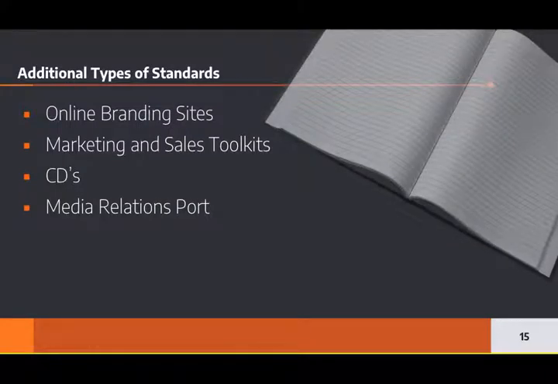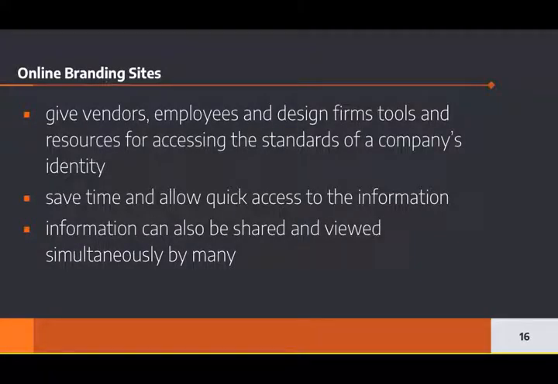There are additional types of standards that are used besides the traditional brand manual. They include online branding sites, marketing and sales toolkits, CDs, and media relations support. Online branding sites give vendors, employees, and design firms tools and resources for accessing the standards of a company's identity. Online branding sites save time and allow quick access to the information. That information can also be shared and viewed simultaneously by many.